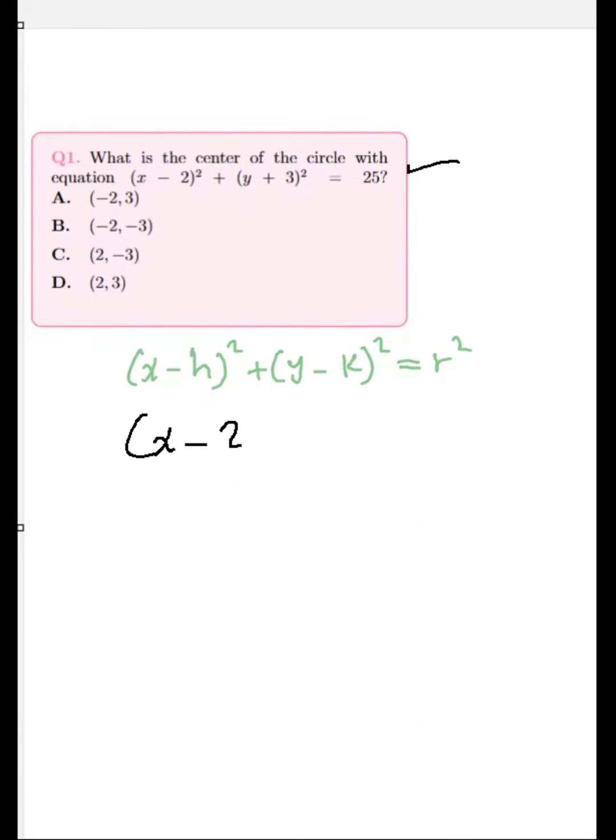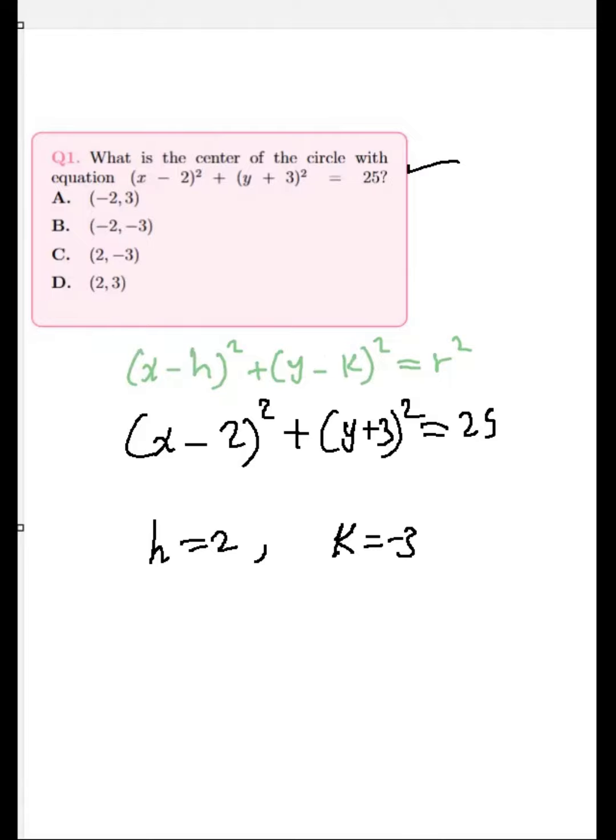So x minus 2 is written here, squared, plus y plus 3 all squared is equal to 25. This is our equation, and the question asks about the center of this circle. So we're just comparing. We have h is equal to 2 and k is equal to -3, because negative h is equal to -2, which means canceling negative and negative, h is equal to 2. Negative k is equal to +3, which means that k is equal to -3. We always change the signs. So change the sign of this to be +2, change the sign of this to be -3. That's how to get the center. So 2 and -3, which is the letter C.